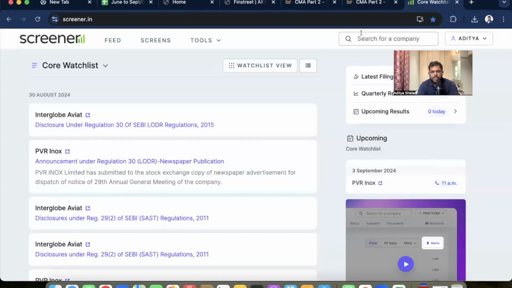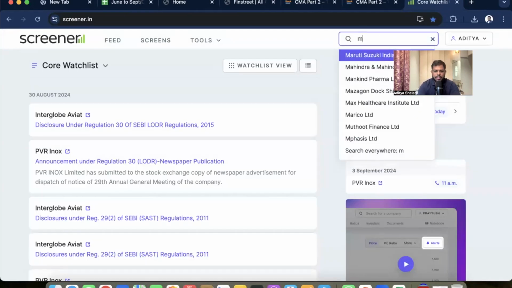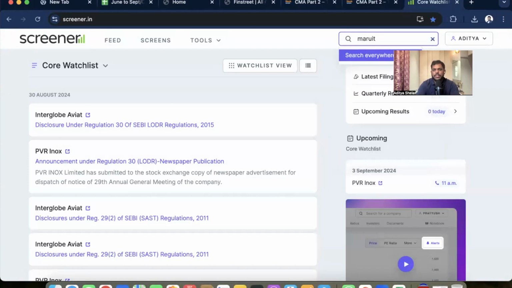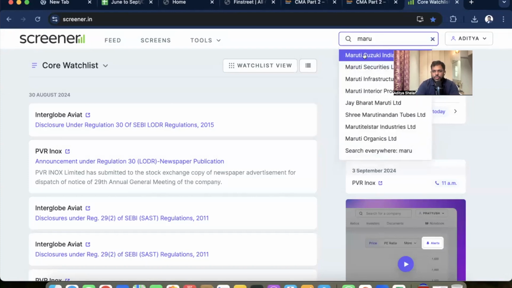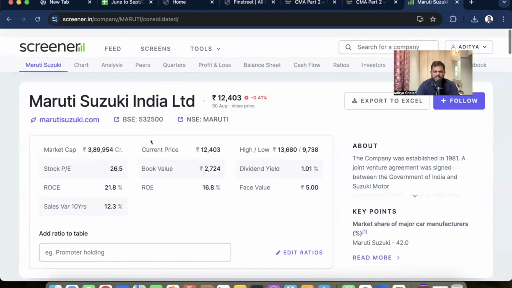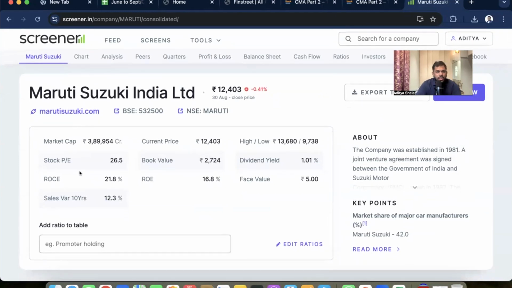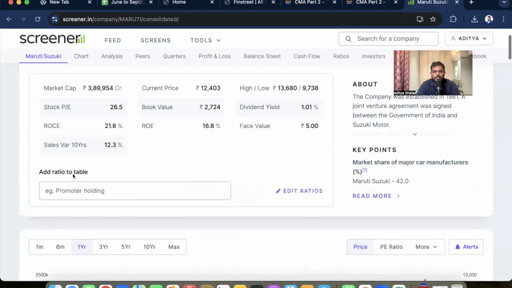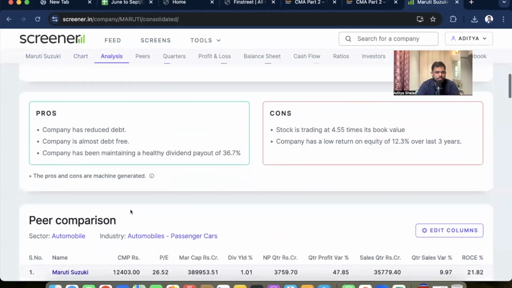See, here's a website which is usually used for financial analysis for all the listed companies in India. Not sure if US companies are available. I don't think so. Okay, coming to Maruti Suzuki. If you see, this is stock price performance, some pros and cons about the company.